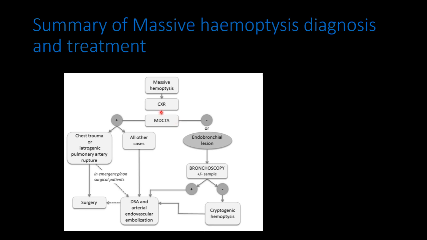If we couldn't find anything in the multi-detector CT angio, we go for bronchoscopy and see whether we can find any source of bleeding or not. If we could find the source of bleeding, we may go again for DSA and arterial endovascular embolization. And if we don't find any source on bronchoscopy also, it is called cryptogenic hemoptysis, and we have to manage conservatively.